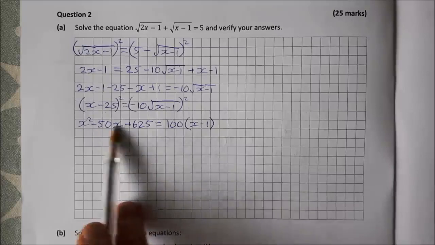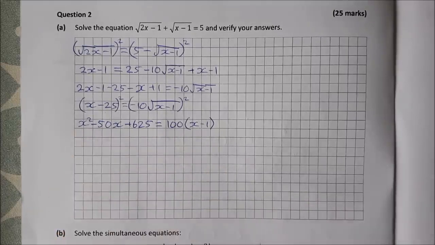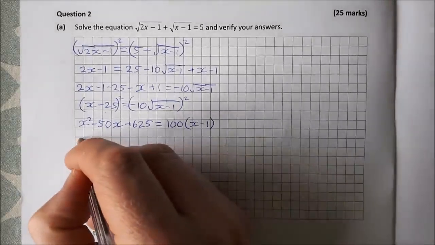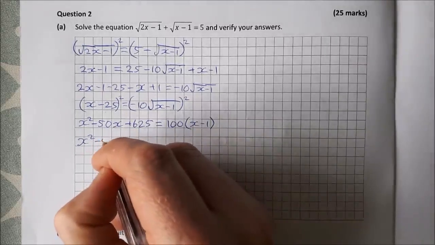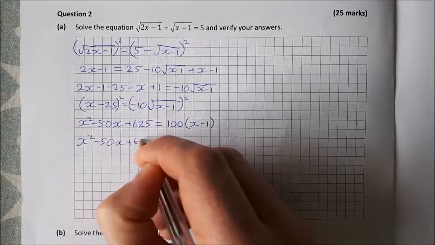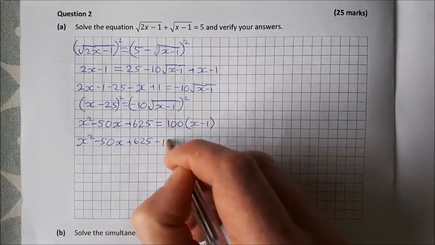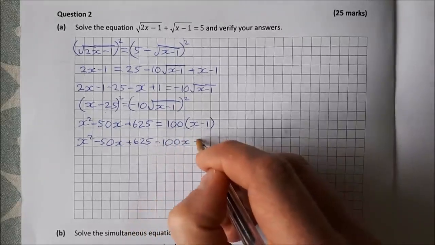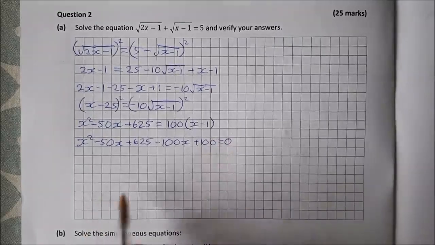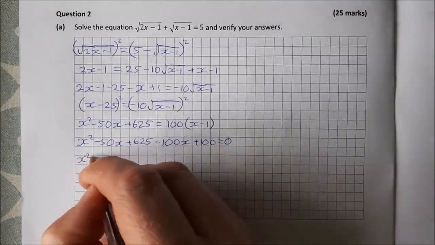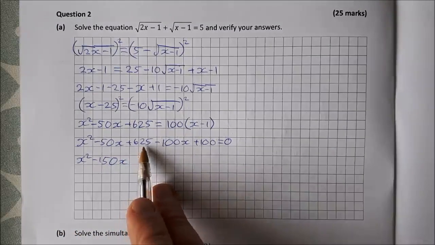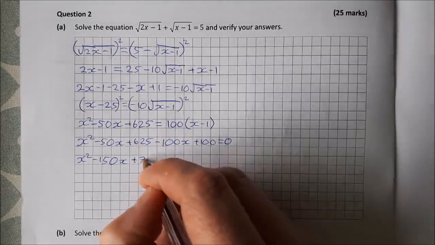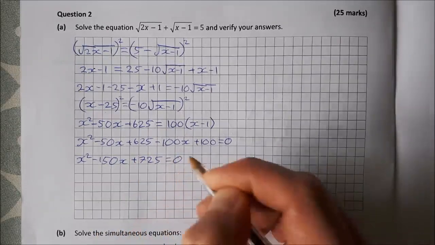Now I have an equation, there's no square roots in it, it's going to be a quadratic equation. I'll just simplify it now and then I'll solve the equation. So getting everything to one side, x squared, now this is 100x minus 100, so I'm going to write down my minus 50x plus 625 minus 100x and then plus 100. That's equal to 0. Tidying up there, x squared minus 50x minus 100x is minus 150x. 625 plus 100 is plus 725. That's equal to 0.